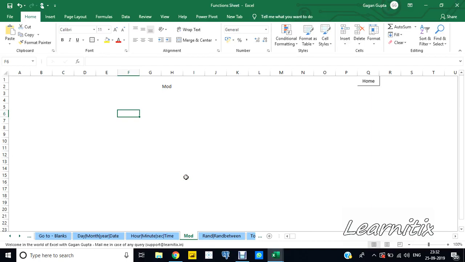Hello guys, so in this video we will learn the mod function. What do we use the mod function for? Whenever I want to divide a number by a divisor, it gives us some remainder. So that remainder we can find out using the mod function.